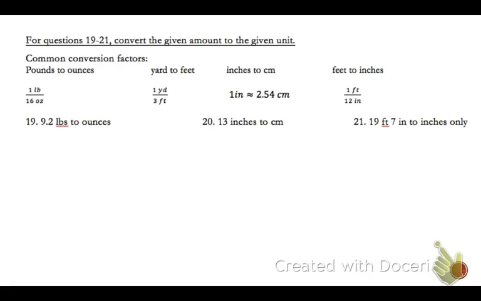Number 19 is we want to convert 9.2 pounds to ounces. So we need a conversion factor that's going to compare pounds and ounces. So we'll use this first one. There's 1 pound and 16 ounces. Now you have to figure out how you want to use this. So we can put 9.2 pounds over 1. We can think of it that way.